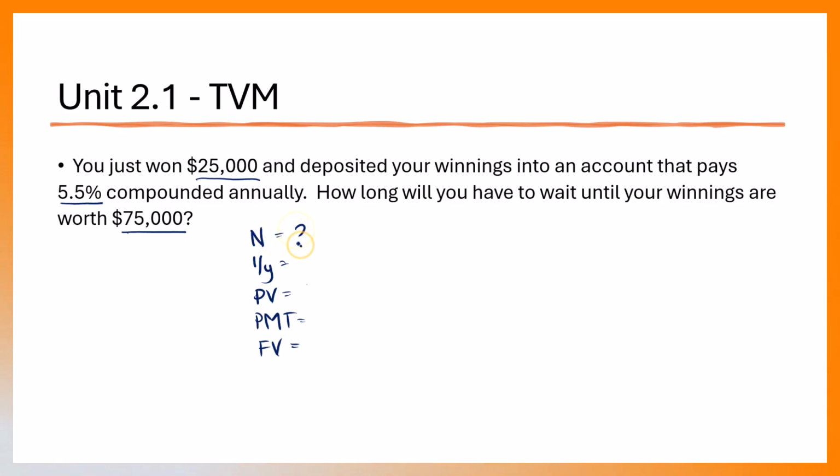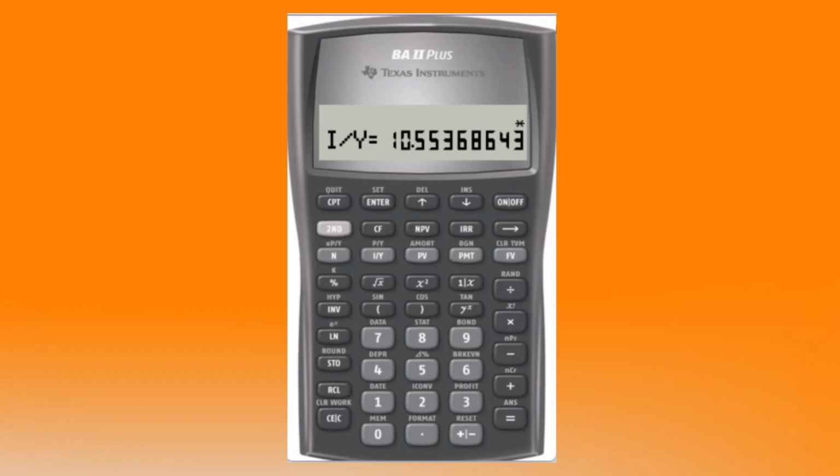We're trying to solve for N. We have a rate of return of 5.5%. We're going to deposit our winnings, $25,000. We're not making any additional contributions, and we want to know how long it will take for that value to reach $75,000.